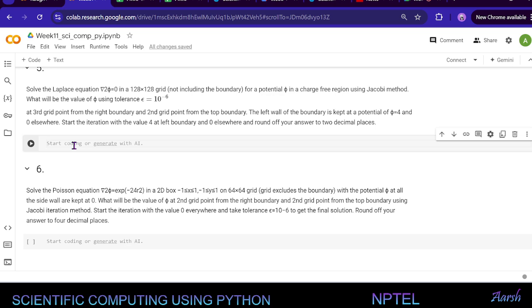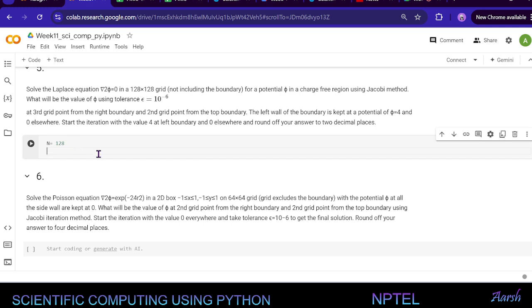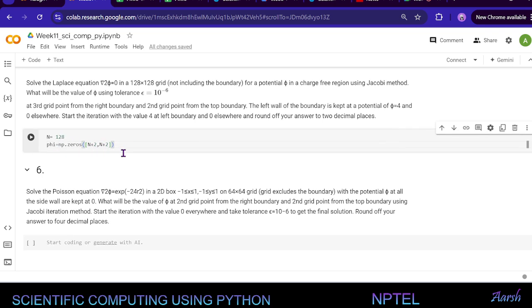First, let's specify the parameters. N is 128, and then the solution is on a grid, right? So the grid has size of np.zeros(n, n). That would be our naive thinking, but we are given that we are not including the boundary. So the boundary will have extra 2 points, one on left, one on right. Similarly, one on top and one on bottom. So phi will have zeros of n plus 2 and n plus 2. Okay.